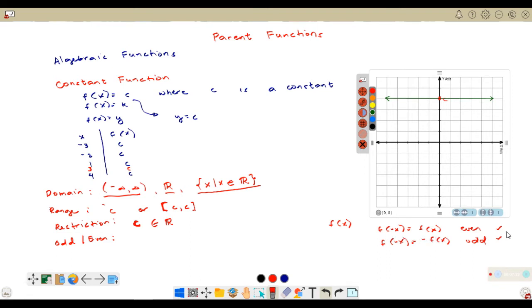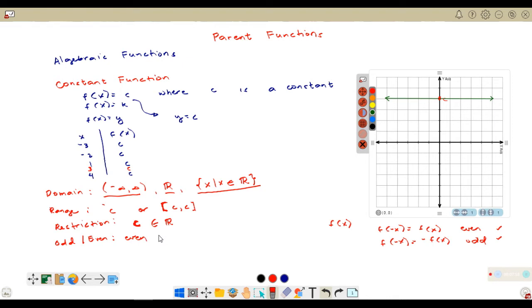Therefore, this is even. Visually, pwede nyo rin naman siyang tingnan. If it is symmetric about the y-axis, kung magre-reflect siya or pantay siya pagdaan sa y-axis, then it is even. If you will take notice, para siyang nag-reflect nung dumaan sa y-axis. Therefore, it is even.